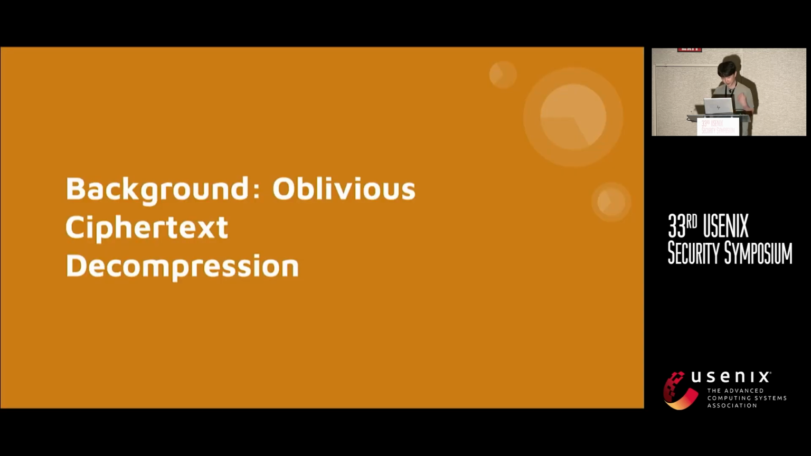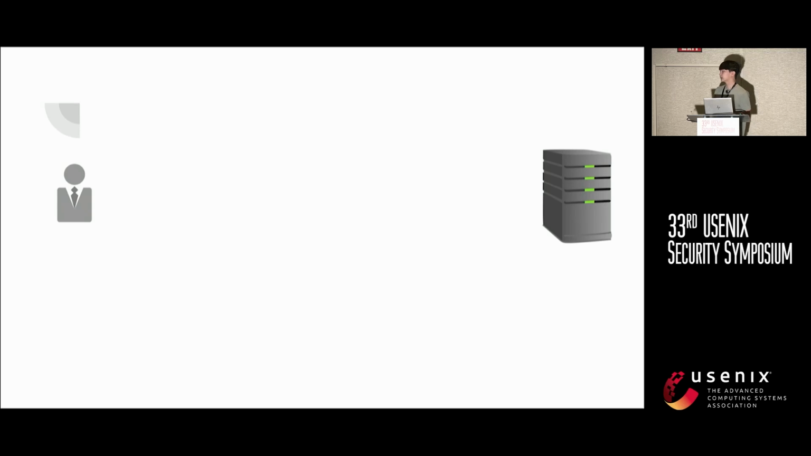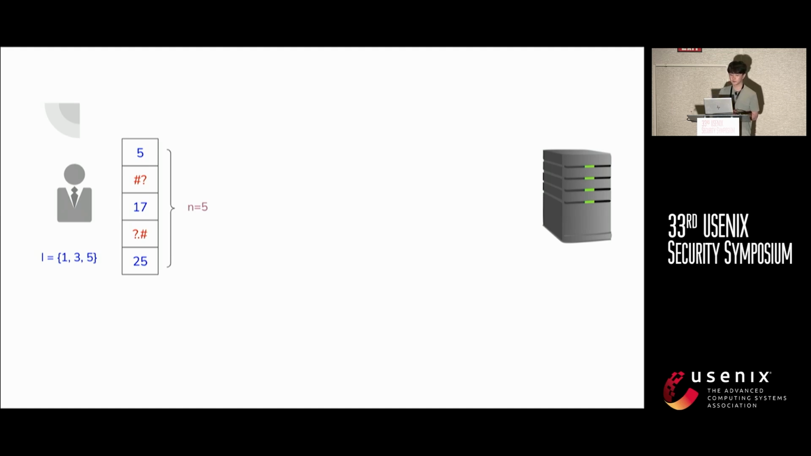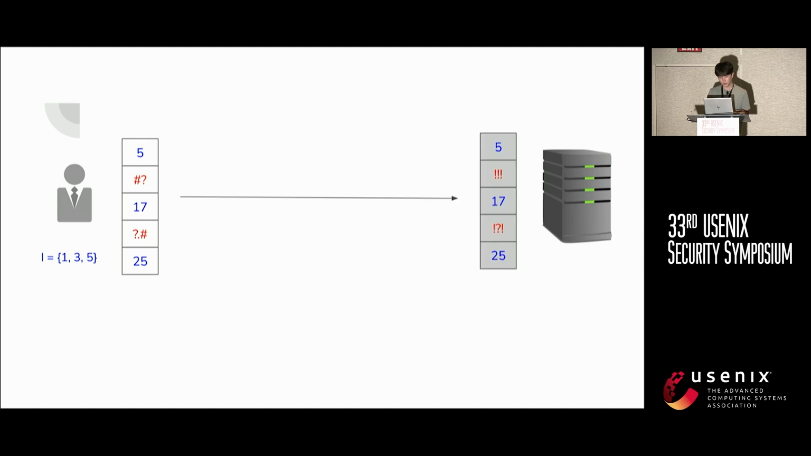The Oblivious Ciphertext decompression problem is similar and related, but slightly different. Again, we have two parties, a client and a server. In this case, the client holds a vector of n plaintexts. Again, we have relevant entries, in this case 5, 17, 25, and the other n minus k entries are irrelevant. The goal is to obliviously send this plaintext vector to the server in encrypted form, while maintaining the positions of the relevant entries.